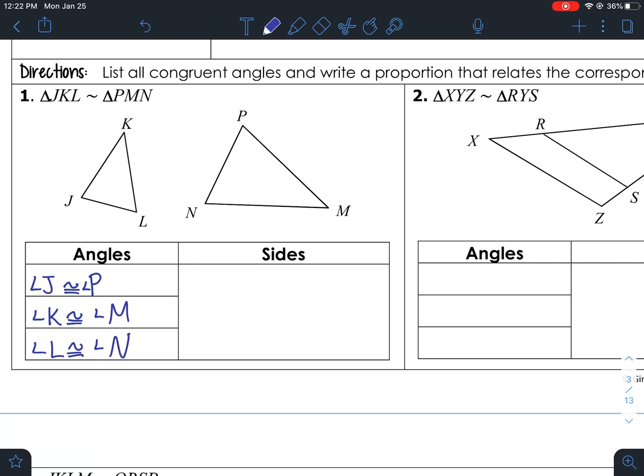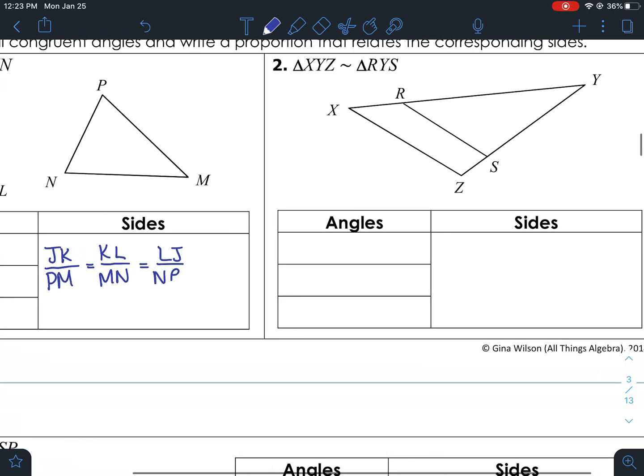Okay, now we have to do side lengths. And again, we're talking ratios and proportions here, so I'm going to do JK on top. JK is going to be proportional to PM. I'm going to do KL next. KL is going to be proportional to MN. And then finally, let's do LJ. LJ is going to be proportional to NP.